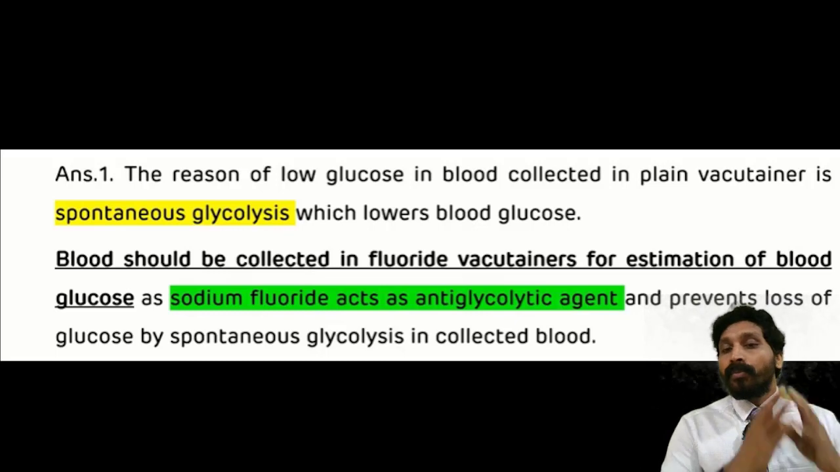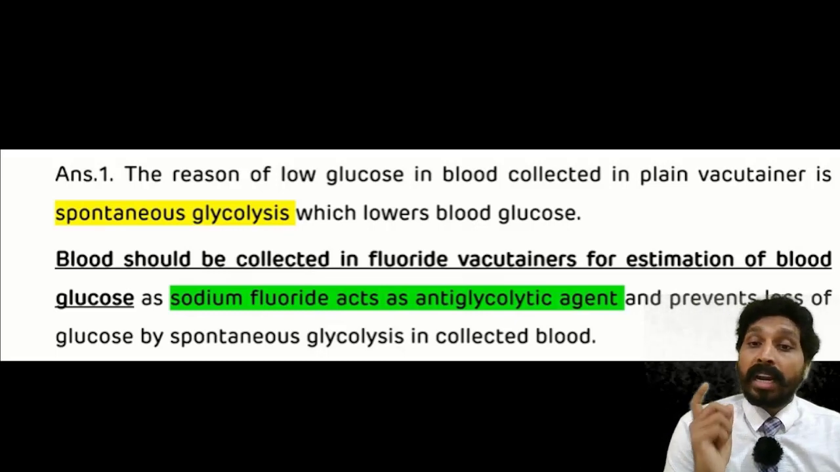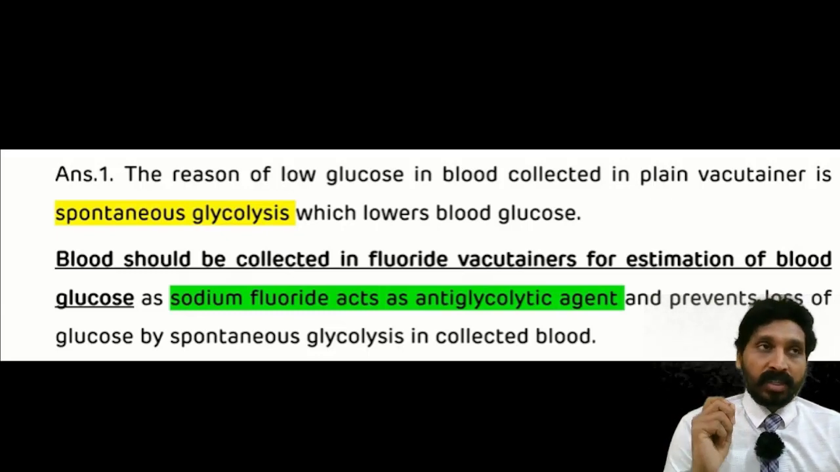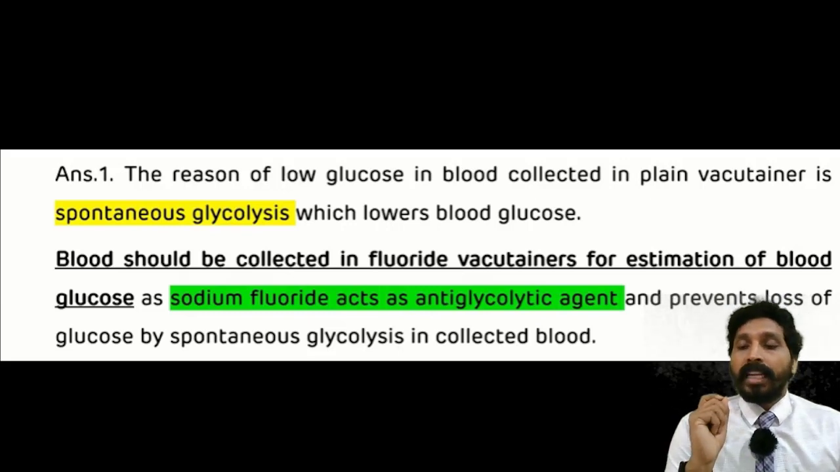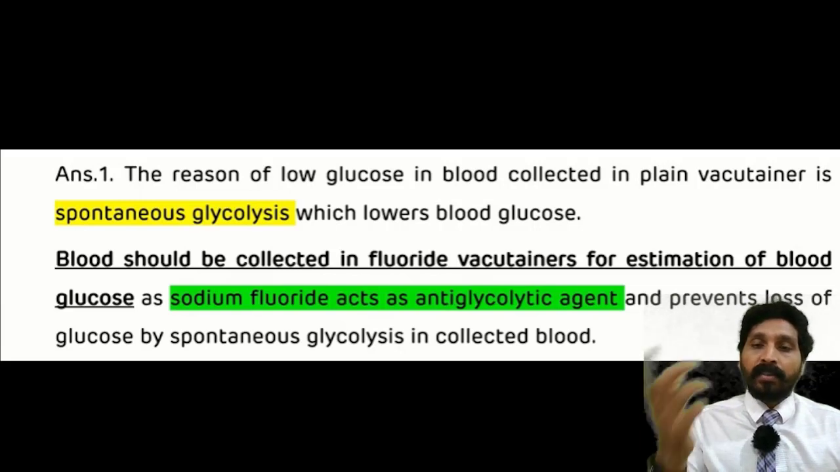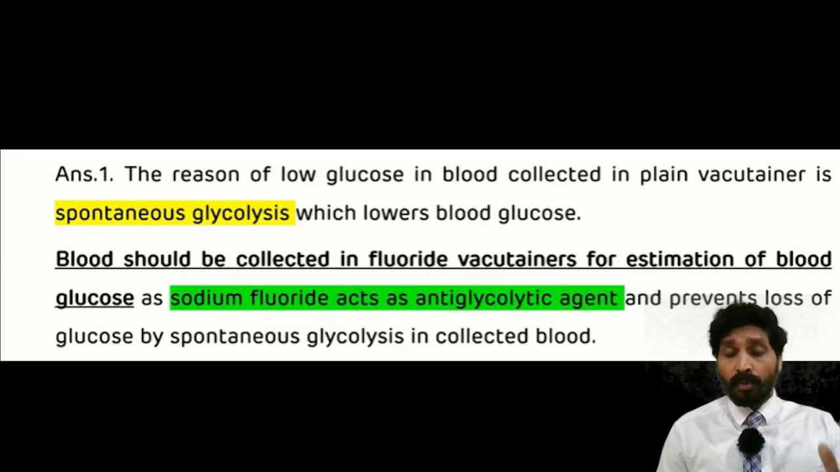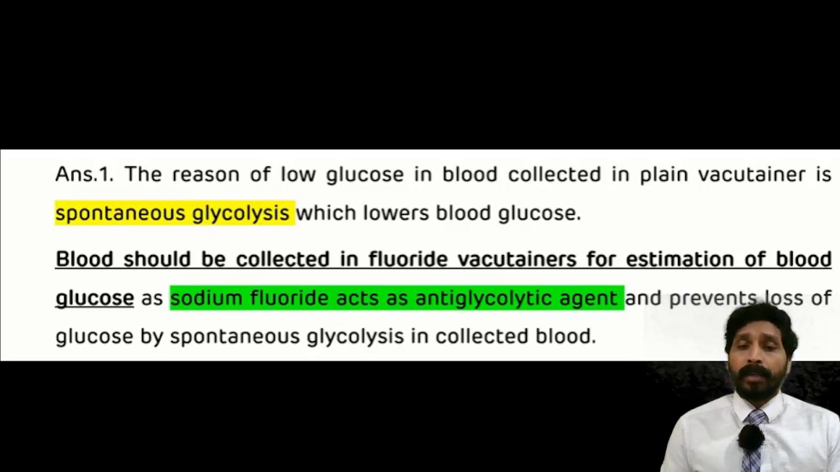So blood should be collected in fluoride vacuum tubes for estimation of blood glucose. Here is again the key point, the fluoride vacuum tube. What does fluoride do with glycolysis? If you have studied the regulation or inhibitors of glycolysis, fluoride is an inhibitor of an enzyme in glycolysis, that is enolase. Enolase is one of the enzymes where substrate level phosphorylation takes place to provide ATP to complete the processing of glucose, right? So here fluoride inhibits enolase and stops the loss of glucose from metabolism.